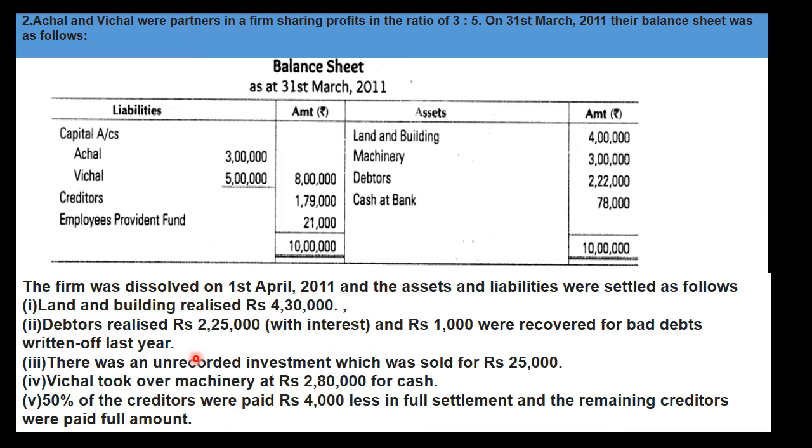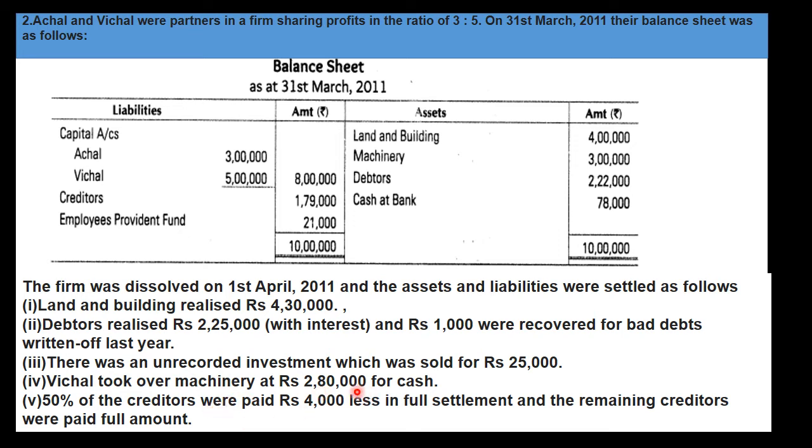मतलब हमें अलग-अलग लिखने की जरूरत नहीं है, एक साथ एक ही एंट्री में पोस्टिंग हो जाएगा. Now third is there was an unrecorded investment which was to be sold for rupees 25,000. Again asset realized and it will be shown on credit side of realization account. Vichal took over machinery of rupees 2,80,000. Again asset realized and it will be shown on credit side of realization account.